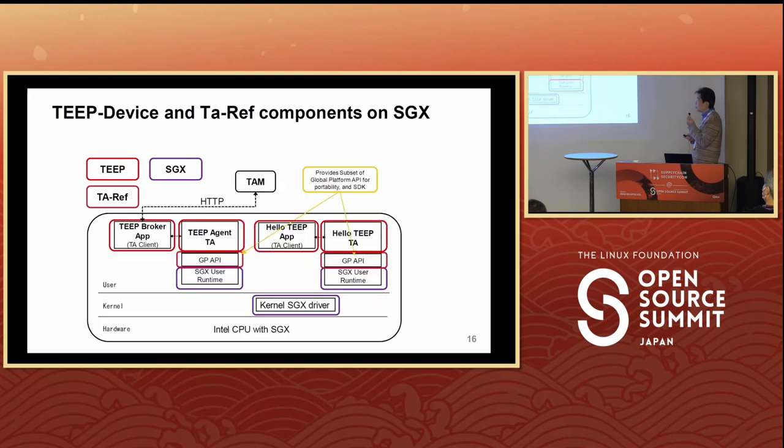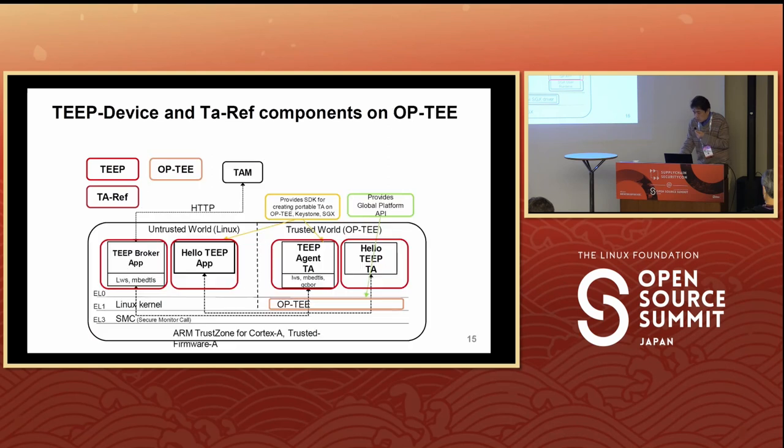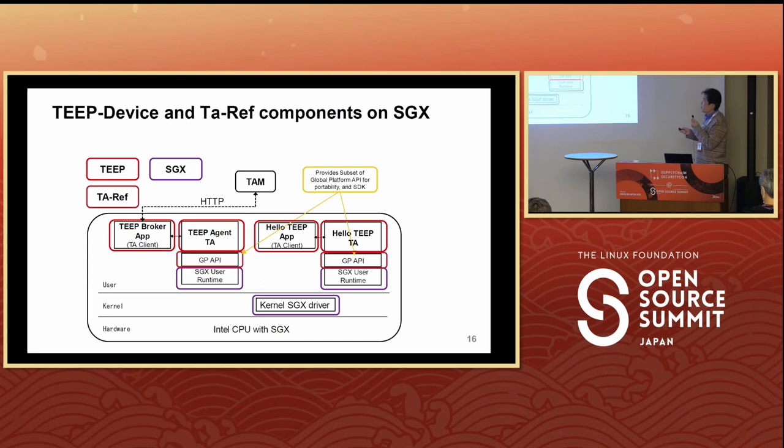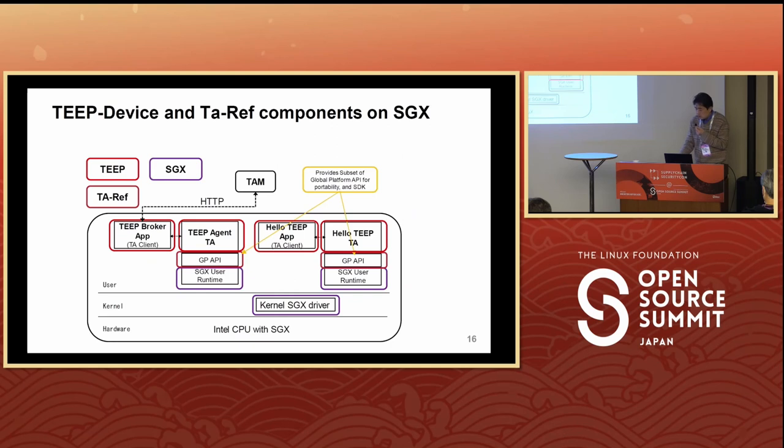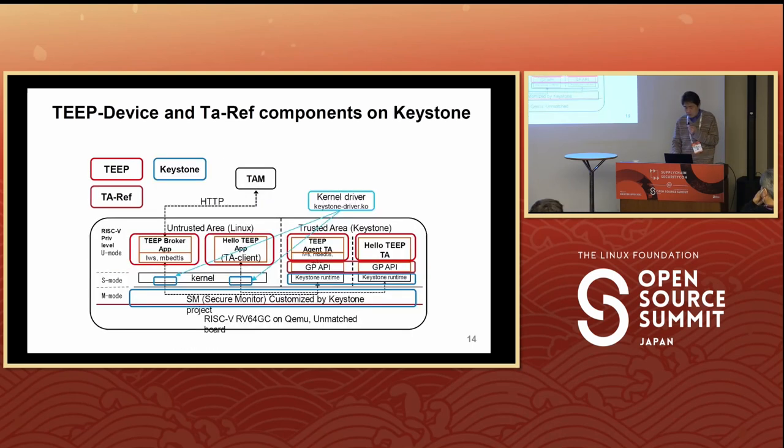And another one is Intel SGX. It has a special kernel SGX driver, and it has an SGX runtime. And then to make it easier to implement, to run the same Hello TA source code, we made a wrapper layer here. It has almost identical APIs to what OP-TEE provides, which is a subset of the GlobalPlatform API for TEE usage. And then it's going to execute Hello TA here. And pretty much the same for the RISC-V.